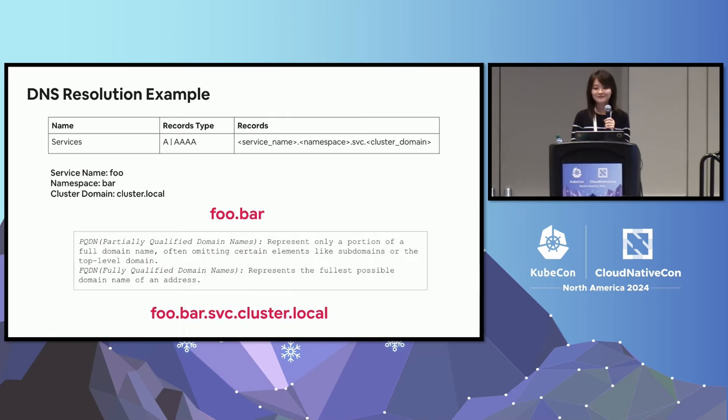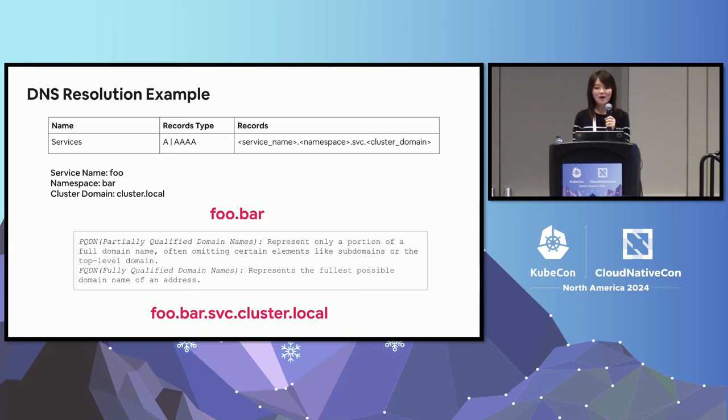Great. Let's see another example of PQDN resolution. What is a PQDN? PQDN represents partially qualified domain names, which means only a portion of the full domain name. In contrast, FQDN stands for fully qualified domain names, which represent the complete domain name of an address. With the proper DNS configuration settings, both PQDN and FQDN can be resolved to IPs successfully.